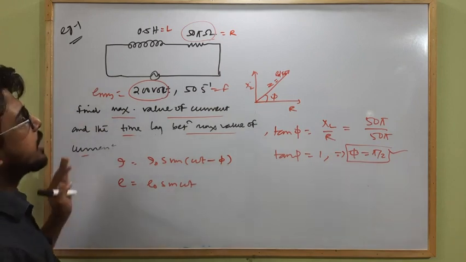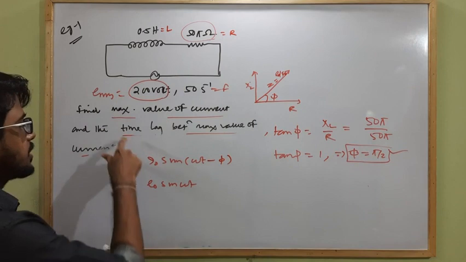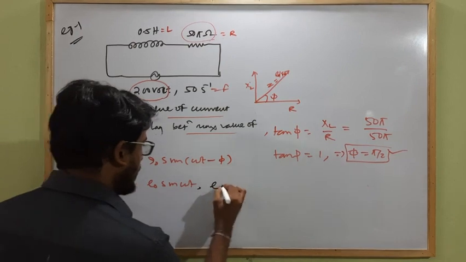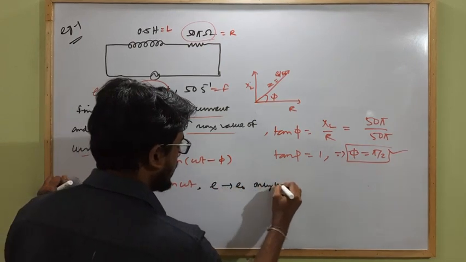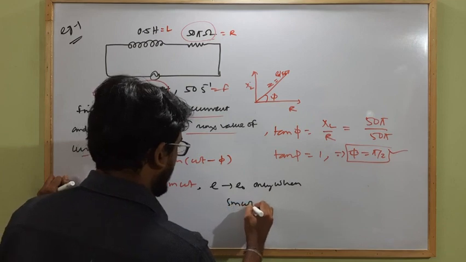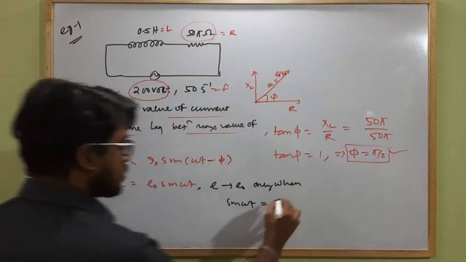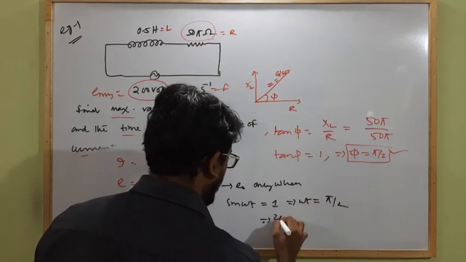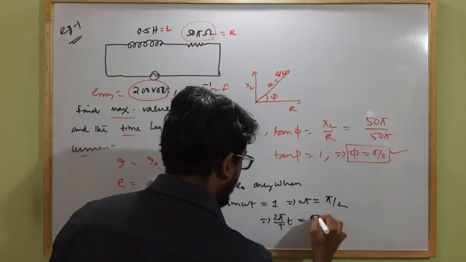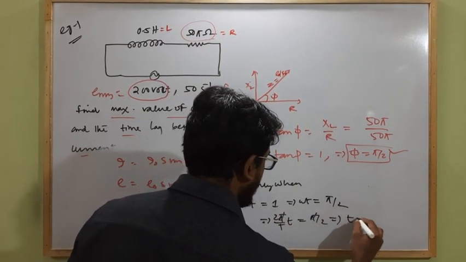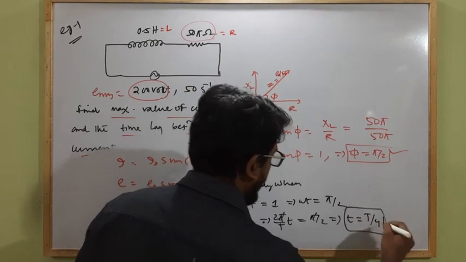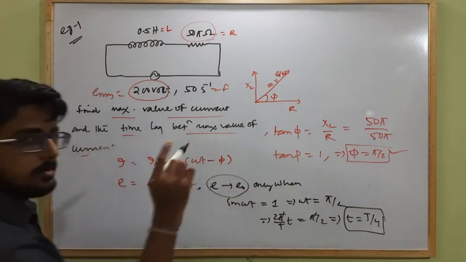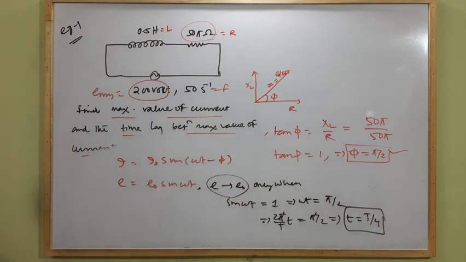Now we have to find out the time lag between I naught and E naught, the maximum values of current and EMF. So here E will be E naught only when sin omega t equals 1. This implies omega t equals pi by 2, so 2 pi by T into t equals pi by 2, so pi will cancel, and this implies t equals T by 4. So 1/4 of the total time period is the instant when the EMF will become maximum. Clear?